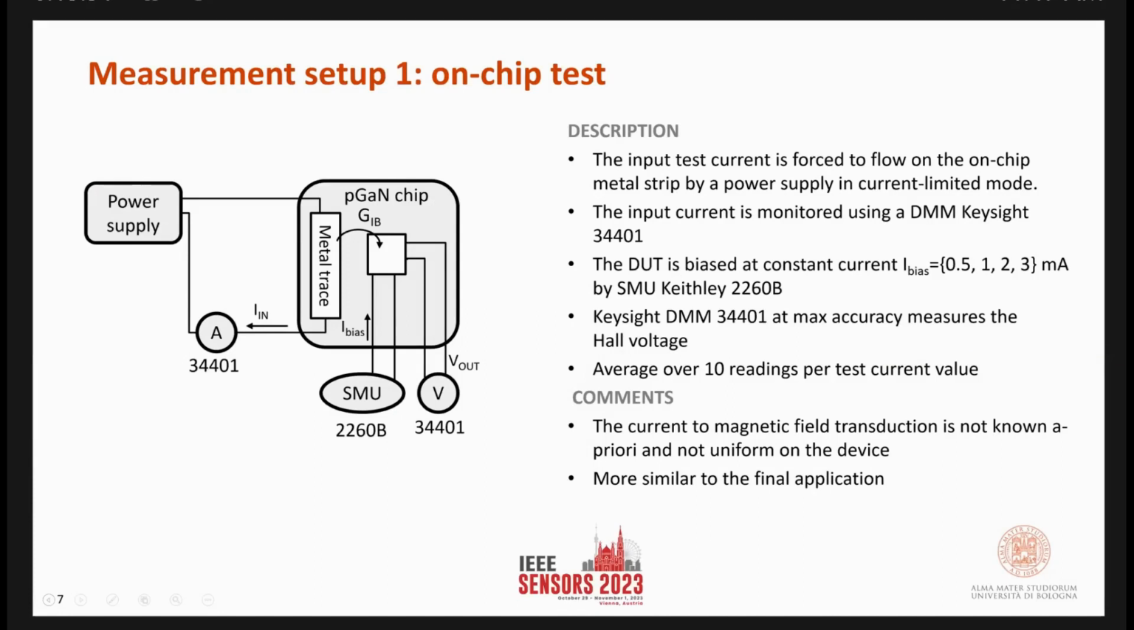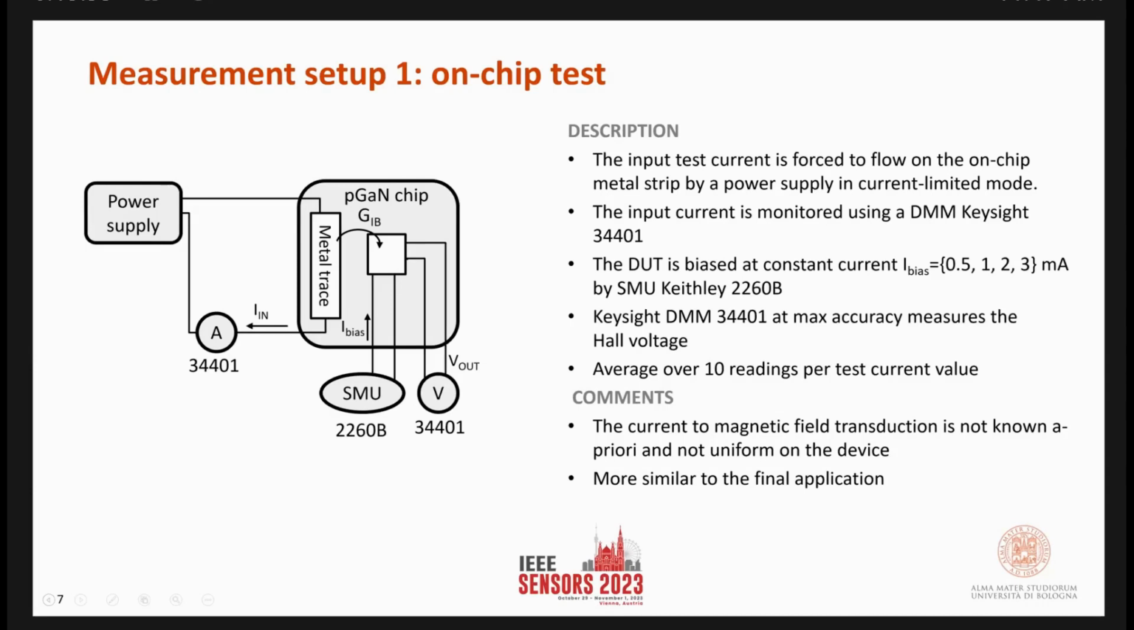The first one, I named it on-chip test. In this case, we use a power supply in current limited mode to force the current on the metal trace. Obviously, this current is also monitored using a DMM. Then the current creates a magnetic field that applies to our sensor.